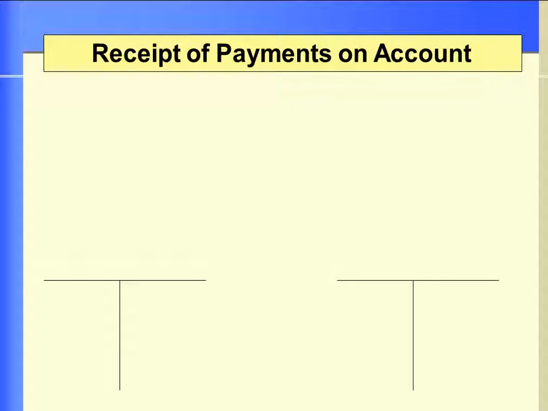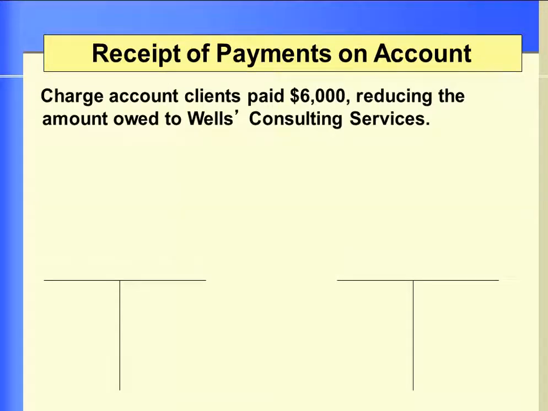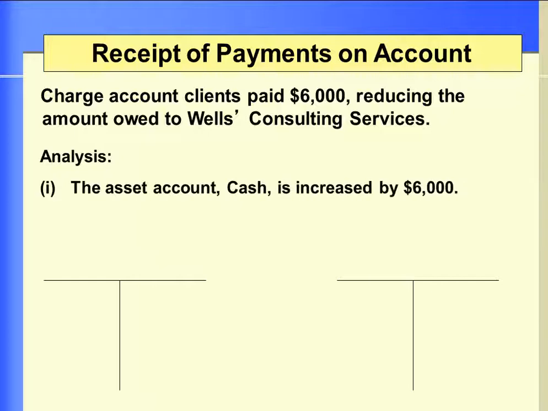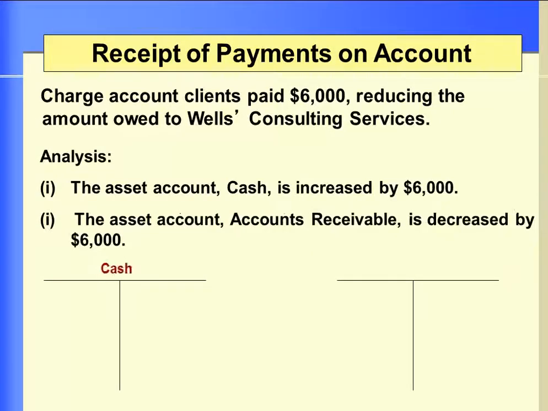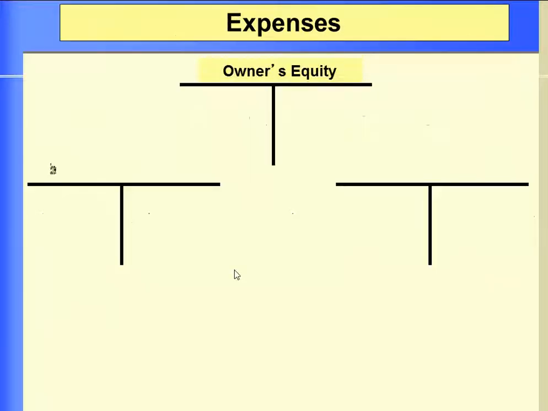Receipt of payments on account. So I was right. So we'll see that example here, which this is really important. The asset account cash is increased by 6,000. Accounts receivable is decreased by 6. See how we decrease it on the right side? Sorry, right side. And the cash we're increasing by 6.